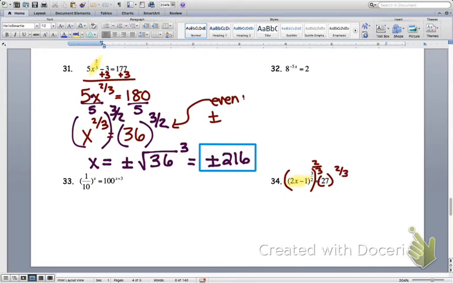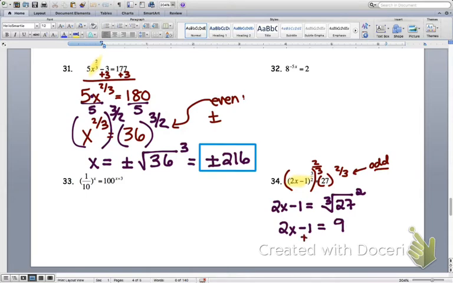We do not have to do that plus or minus rule because 3 is an odd number, so we only do the positive. That cancels out the 3/2 power. We get just 2x minus 1 on the left. And then the denominator is 3, so it's the cube root of 27 squared. So when we simplify that, the cube root of 27 is 3, and 3 to the second power is 9.